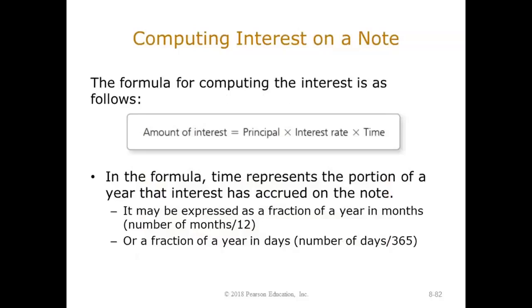Now, the one thing I also want to mention to you guys is this. When it comes to time, it's always the number of months divided by 12. It's always expressed as a fraction of a year. The denominator is always 12 if we're looking at months. Now, if it's in days, it's going to be 365 days. Either way is acceptable. But the time is always measured as a fraction of either months, which would be 12, or days, which would be 365. So you've got to remember that when you're computing interest on a note.